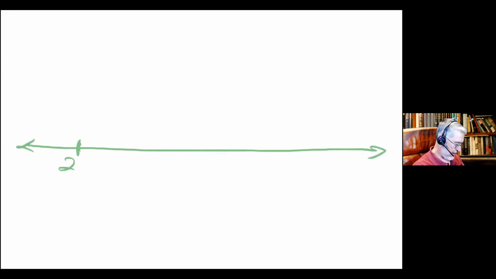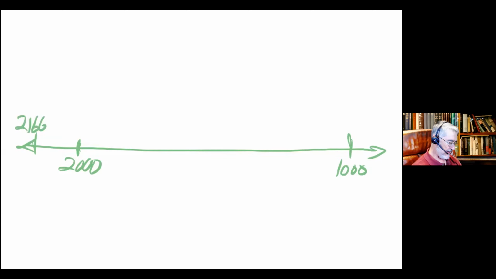I think a green line will do the job. So here's 2000 BC, and over here would be around 1000 BC. And by 1000 BC, we've got David on the throne, and we've got Israel as a nation. 2000 BC, you've got Abraham. So Abraham was born in 2166. There's Abraham.